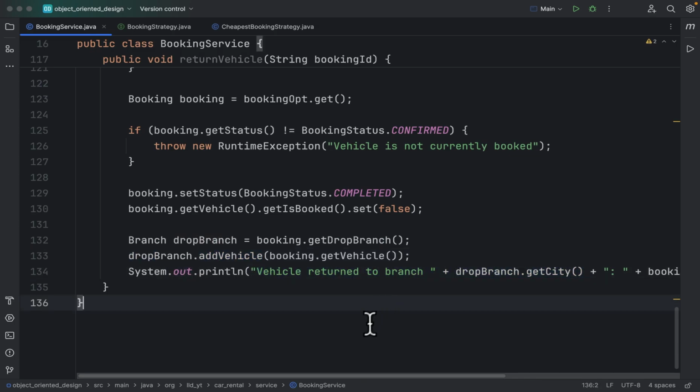So that's it. So I hope now you understood the entire car rental system.